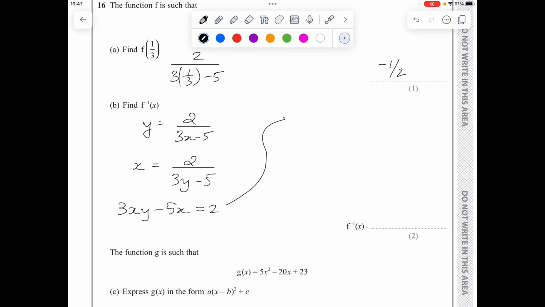I'll continue on the sides. 3xy equals 2 plus 5x. So y is equal to 2 plus 5x over 3x, and that's the final answer. I still need to write it here so it's in the form f of x equals and not y equals.